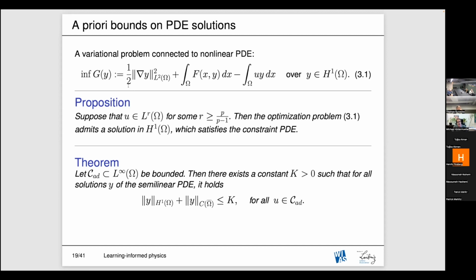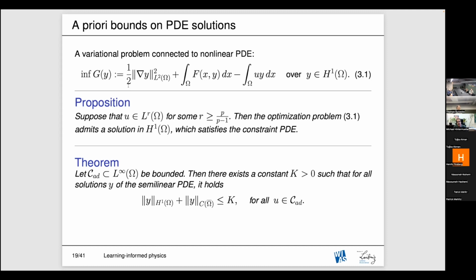Now the theorem says something about the regularity and the boundedness of the state Y, which will be relevant in a second. I'll tell you why. Now let's assume U admissible is in L infinity, which means our U lower bar, U upper bar would be L infinity bounds or simply just constants. Then it turns out that there is a constant K, such that for solutions, after simulating the PDE, it holds that not only the H1 norm is bounded by such K, but also the C of omega bar norm is bounded by that K for all feasible U.